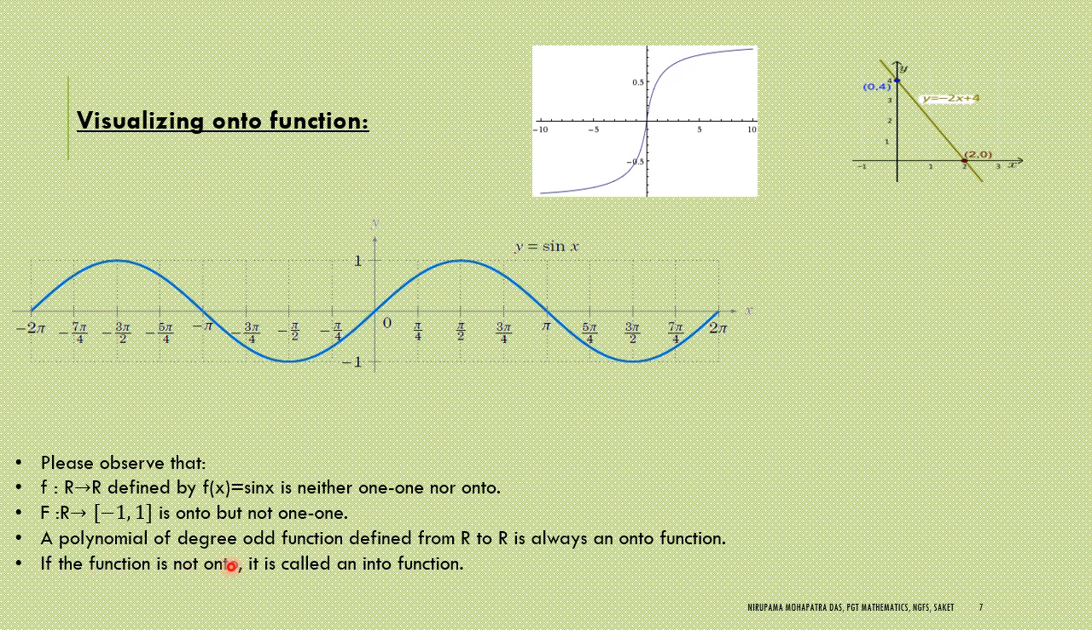And next, a polynomial function. A polynomial of odd degree means it may be degree 1, 3, 5 like this, and the function should be from real numbers to real numbers. In that case it is always an onto function. Here I have taken one cubic function, this is one of the examples. Now if the function is not onto, we call that function an into function. Most probably from the exam point of view you will be getting onto, 1-1, and bijective. So you really have to be experts in these three types.